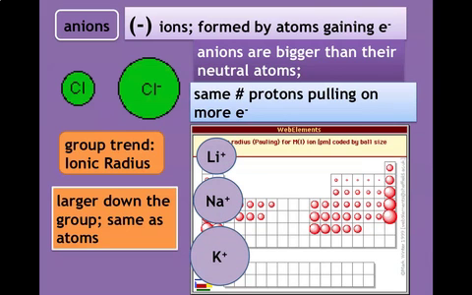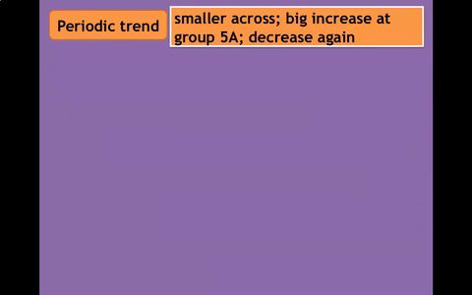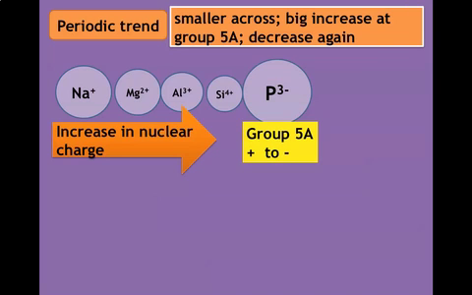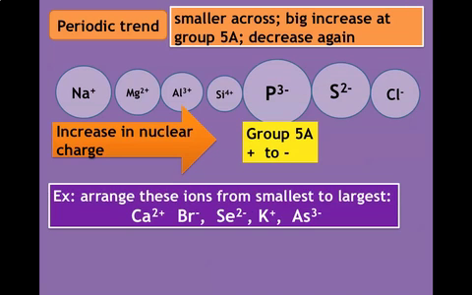They're getting bigger and bigger. The periodic trend is a little weird. It gets smaller as you go across, but then it gets bigger at group 5A, and then it gets smaller again. Okay, so that's a little bit weird, but you're just going to have to remember 5A is where you see a big increase and then it gets smaller again.